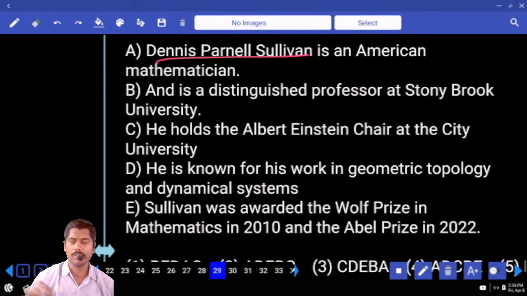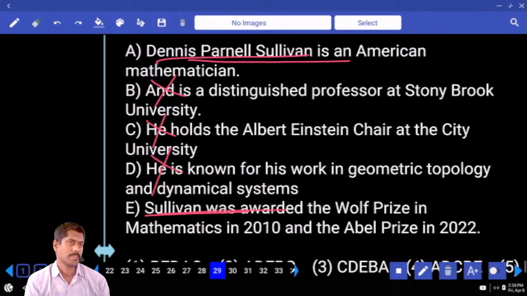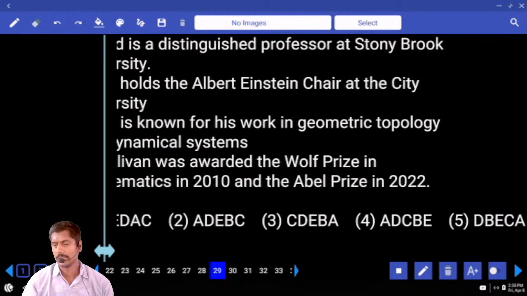Dennis Parnell Sullivan may be first one, and no, Sullivan. So Parnell Sullivan or just Sullivan? What should be the first? A is the first sentence. Answer is fourth option.